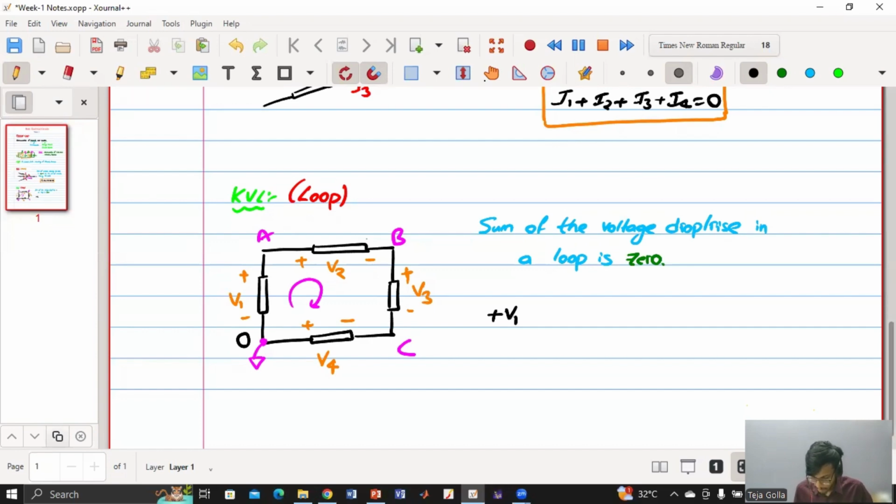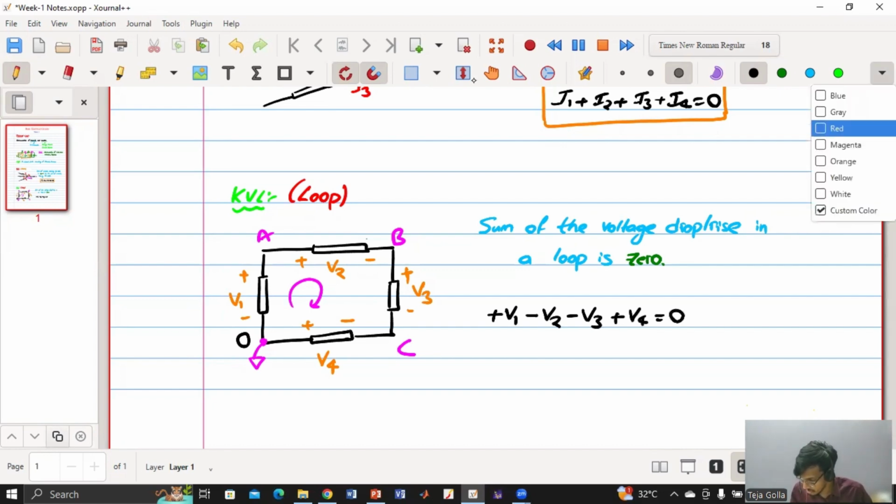And when I'm going from A to B, A is at a higher potential and B is at a lower potential, so there is a decrease in the potential. So there will be a minus sign, minus V2. Then from B to C, again there is a decrease in the potential, because B is at a higher potential and C is at a lower potential. I am going from a higher potential point to a lower potential point, so there is a decrement in the voltage. So minus V3. And from C to O, there is an increment because O is at a higher potential compared to C. So plus V4. So the summation of this will be equal to 0.